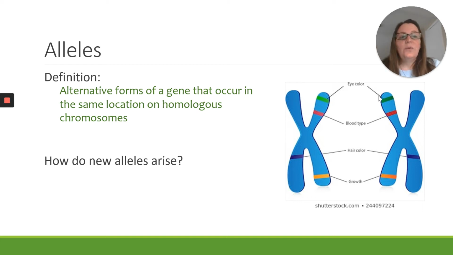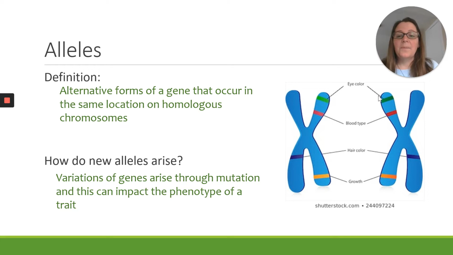So how do new alleles arise? I mean, are there any new eye colors? Are there eye colors today that didn't exist hundreds of years ago? That's a good question that I actually don't know the answer to. But new alleles arise primarily through mutations.